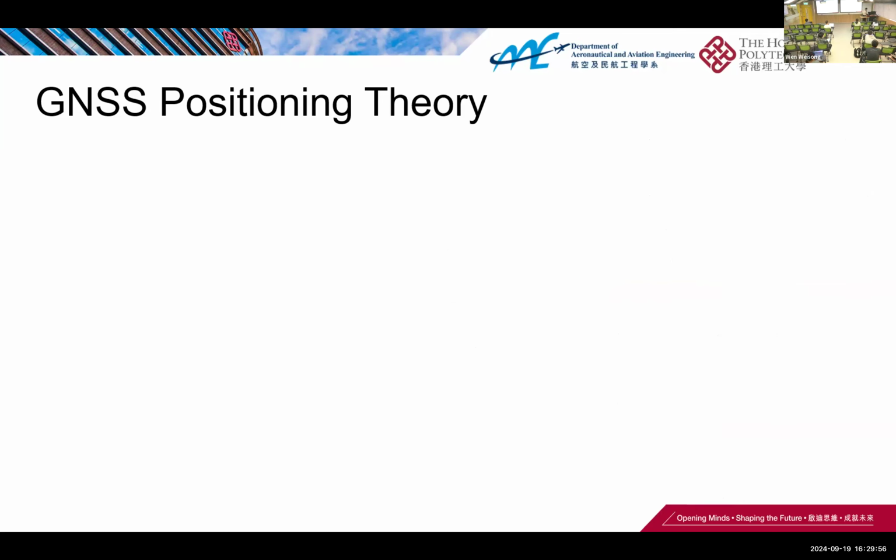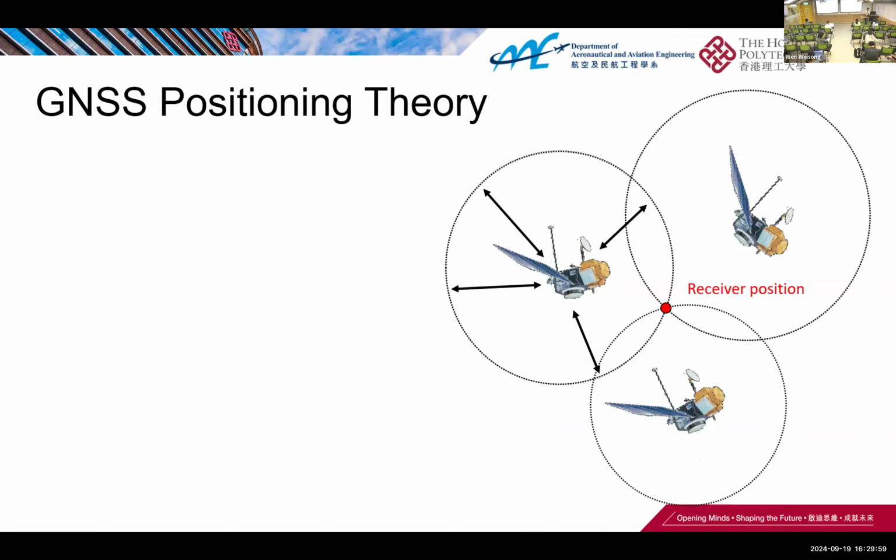So for each satellite, we can draw a circle based on the position of the satellite and the range distance. So there is the intersection point. The intersection point corresponds to the location of the receiver. Okay, this process is called triangulation. So the principle of satellite positioning is based on the triangulation process.